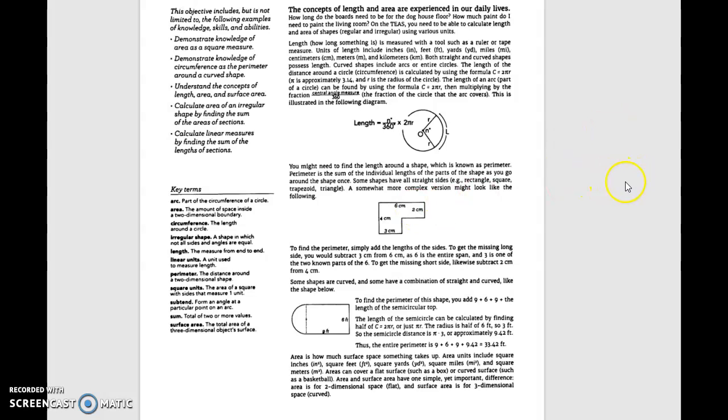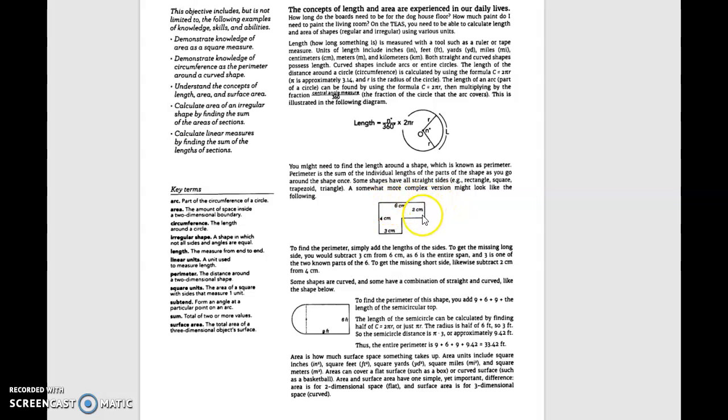Now let's go down and look at the 2 irregular shaped objects they've got here. This one looks like it may be a rectangle, and then another rectangle up under it, but it's not just one rectangle, it's 2. So if I broke them up, then I would have 2 rectangles. But you might need to find the length around a shape, which is known as perimeter.